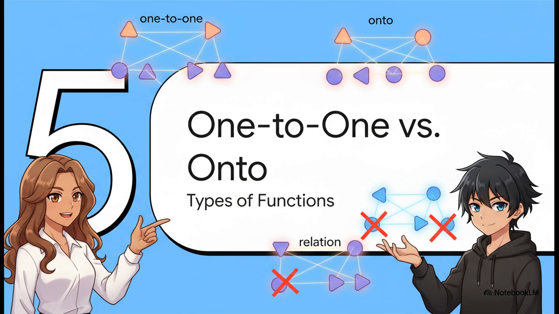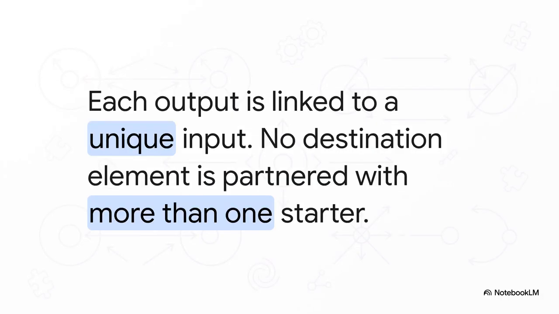But wait, there's more. We can actually get even more specific with functions. By looking at exactly how they pair things up, we can sort them into two really important types, what we call one-to-one and onto. Okay, so what does it mean for a function to be one-to-one? Think of it as being exclusive. It means that every single output, every result, comes from one and only one unique input. You can't have two different starting points leading to the exact same destination. No sharing partners on the other side.